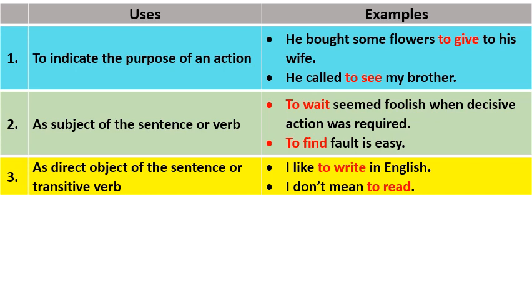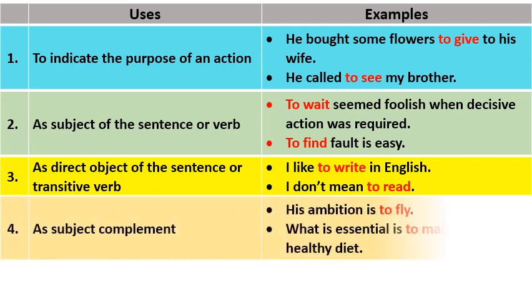Number 3, it is used as the direct object of the sentence or transitive verb. The meaning of transitive verb is that if the verb takes an object, it is called a transitive verb. And the direct object answers the question what or whom, and it is used for things. For example, I like to write in English. So here to write is a to infinitive verb. Second, I don't mean to read. Here to read is a to infinitive verb.